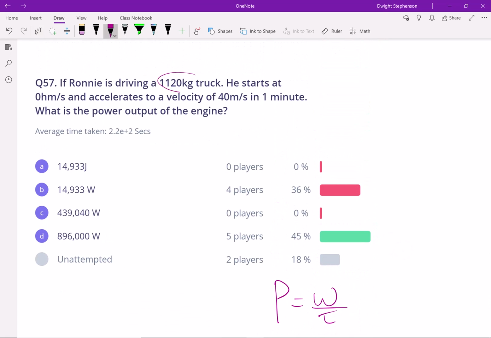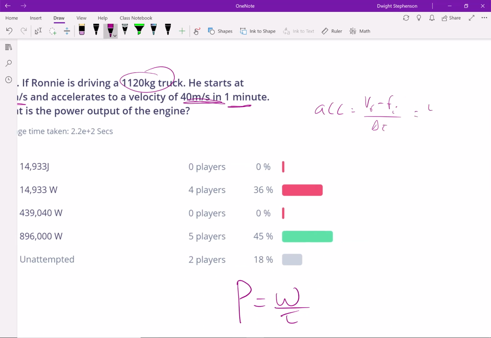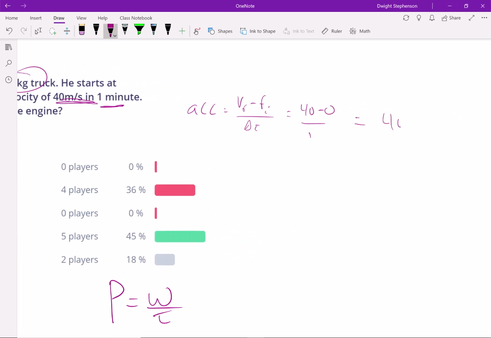We know the mass. We know that he starts at 0 and accelerates to 40 in 1 minute. So that's going to tell us our acceleration. Our acceleration is basically v final minus v initial over the change in time. So this is 40 minus 0 over 1. So the acceleration is 40 meters per second squared.